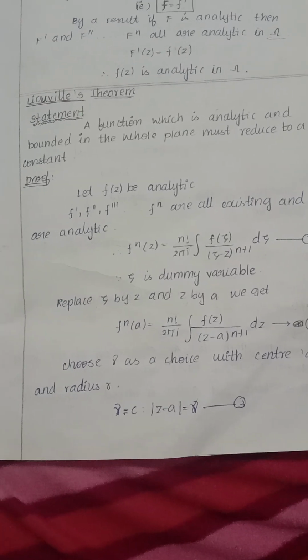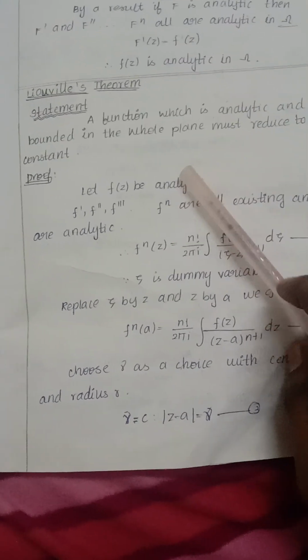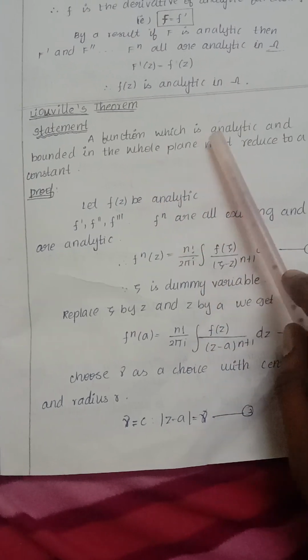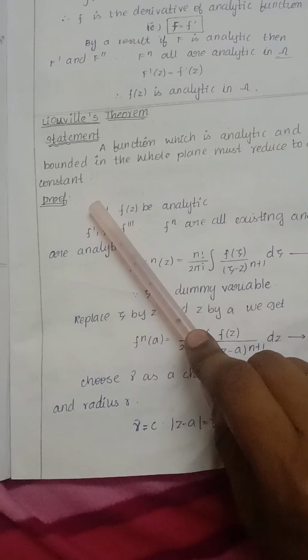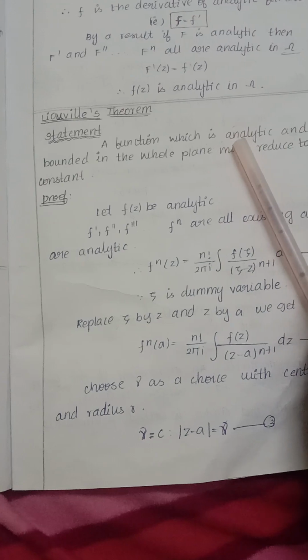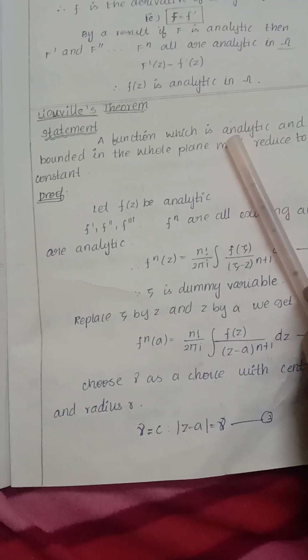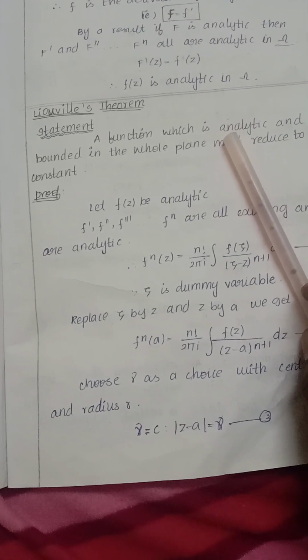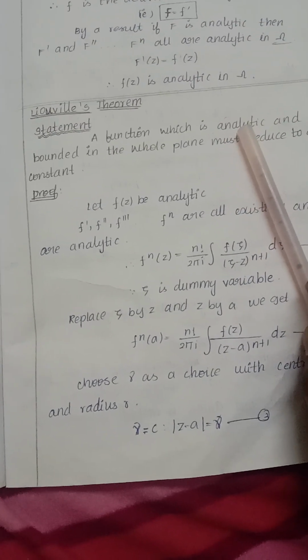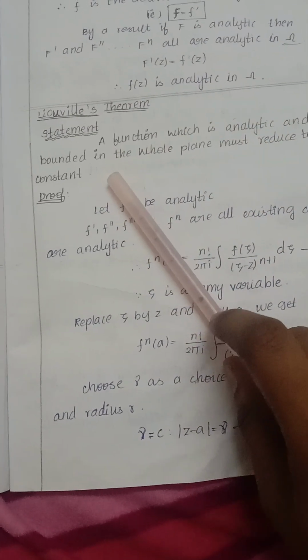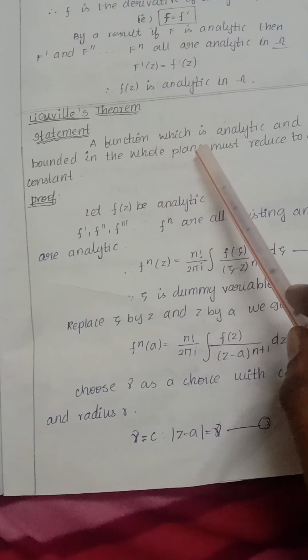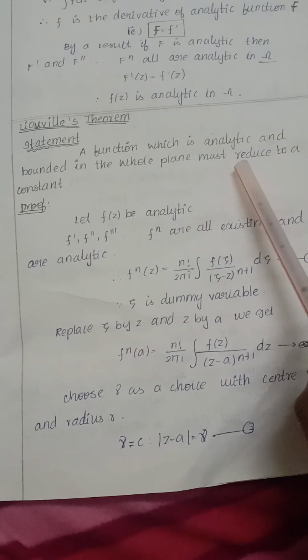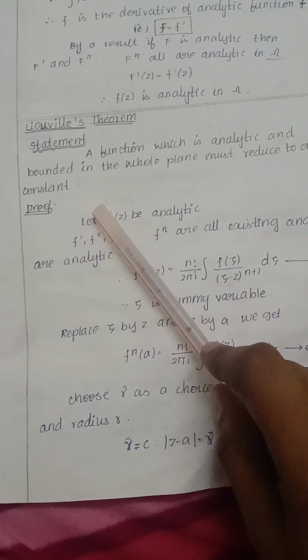Everyone, today we are going to see Liouville's theorem in complex analysis. The statement is: a function which is analytic and bounded in the whole plane must be reduced to a constant. Analytic means a limit exists, it is continuous, and it also has a derivative. Bounded means the function is less than or equal to M. So if it is in the whole plane, then the function must be reduced to a constant value.